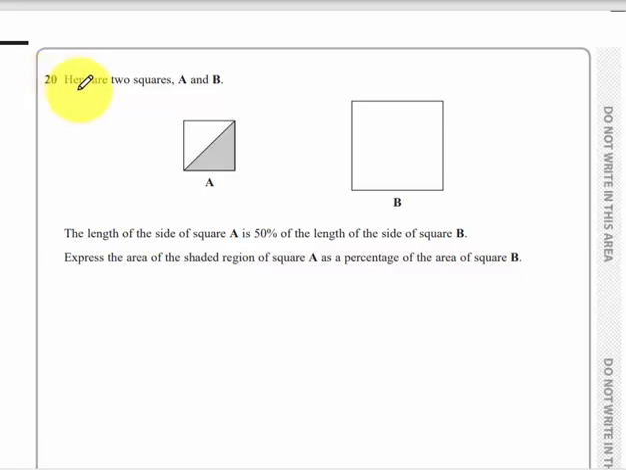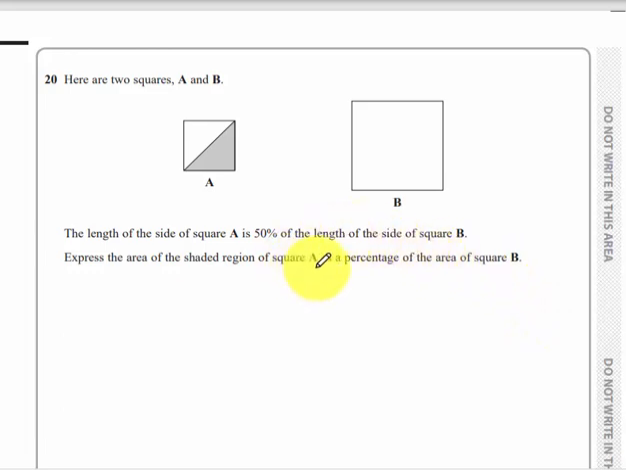Question 20. Here are two squares, A and B. The length of the side of square A is 50% of the length of the side of square B. Express the area of the shaded region of square A as a percentage of the area of square B.